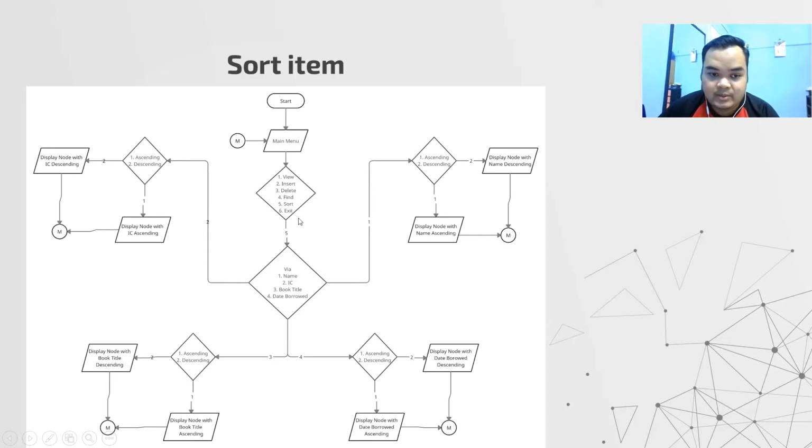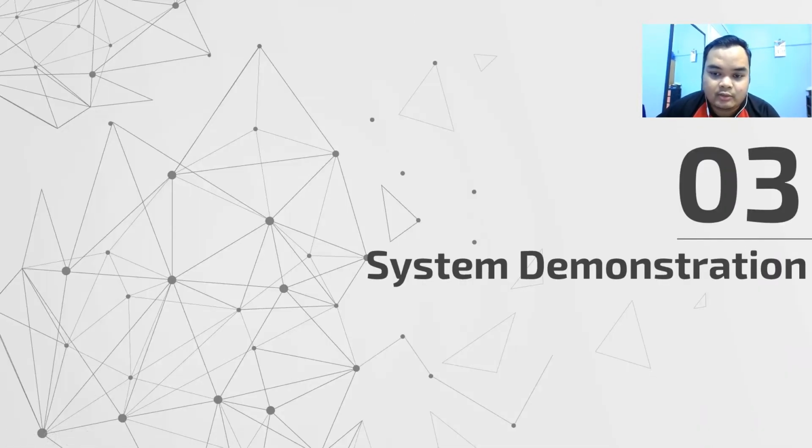And now go back to the main menu, press number 5, and we choose number 4, which is date borrowed. Here is number 4. We can choose either ascending or descending. If you want to sort by ascending, it will show the nodes with date borrowed ascending. If you want to sort by descending, it will show nodes by date borrowed descending. So now let's see what I'm talking about, I'm going to do the demonstration. Allow me to change my screen.